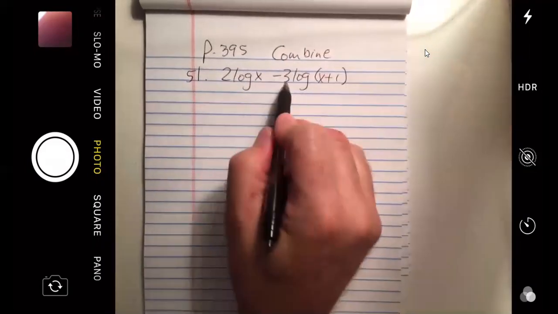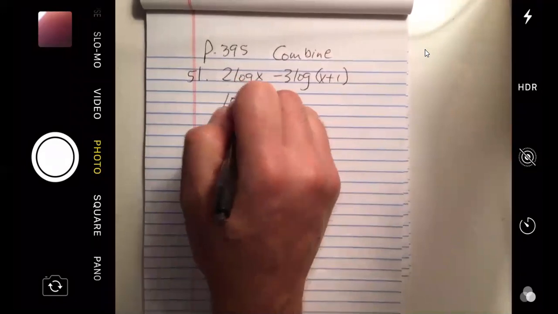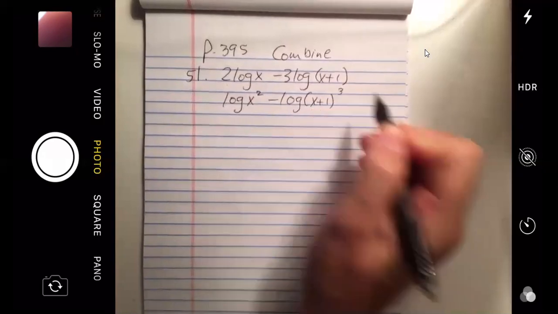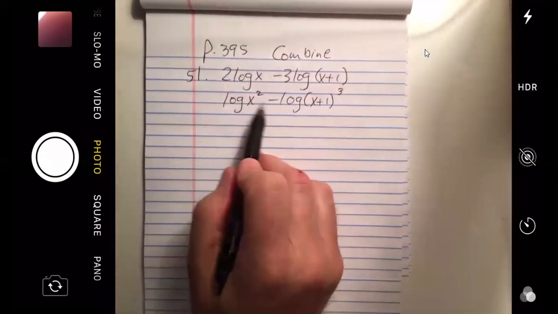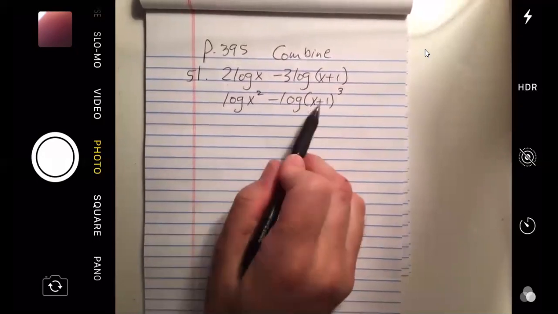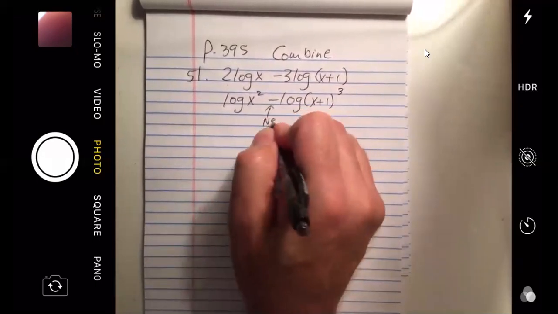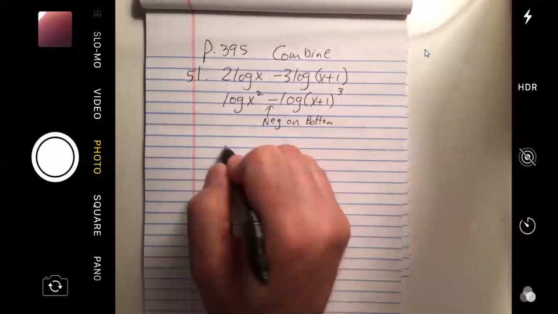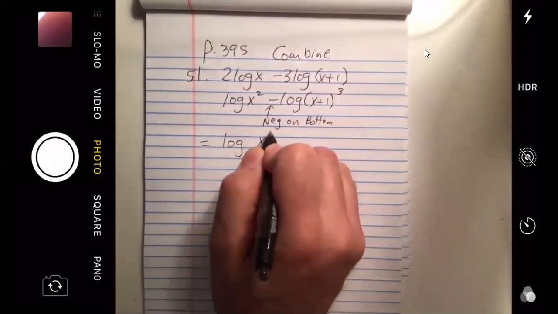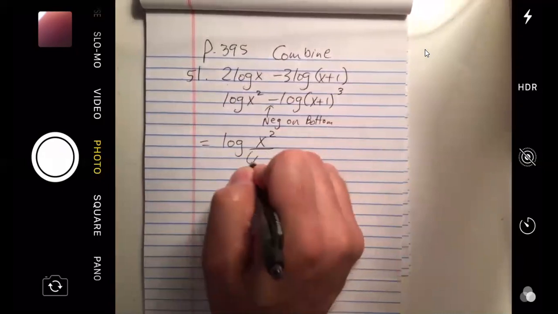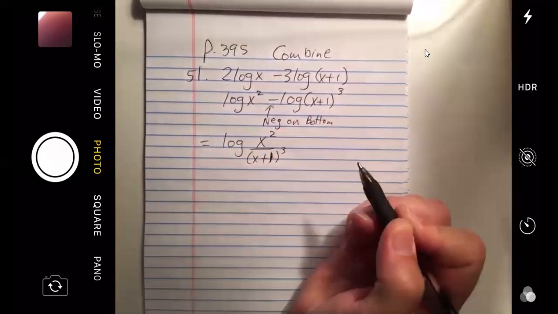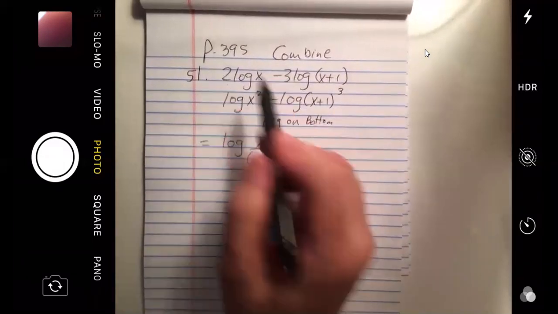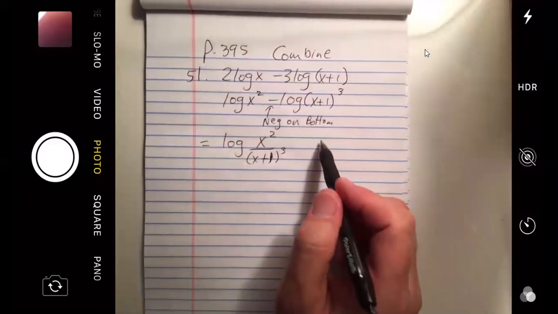So any coefficient goes up as a power. You'd write this as log x squared, subtract log of x plus 1 cubed. If that were positive, it would stay on the same level, but it's negative, so it's on the bottom. Negative on bottom. So it writes as log, keep the x squared since it's positive on top, and put the x plus 1 cubed on bottom. So in effect, you're using the laws backwards. And they give you a whole section of those.